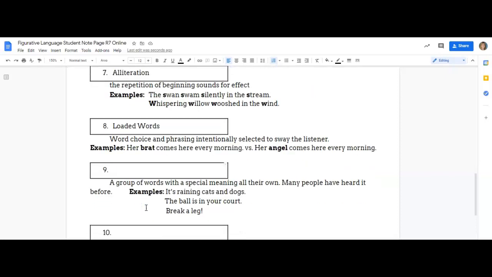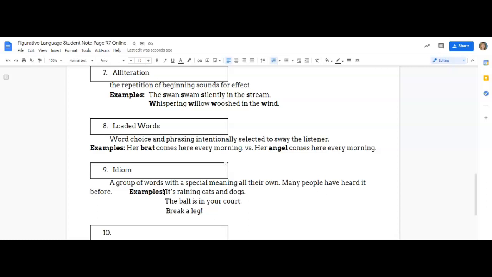The next one is an idiom. And that one is a group of words with a special meaning all their own. It has to be something that many people have heard over and over again. It can't just be anything. It has to be a phrase that's continually said, and a lot of times it's cultural. So it's raining cats and dogs. We all know and have heard that. It means it's raining really hard. It's not literally that cats and dogs are falling from the sky.